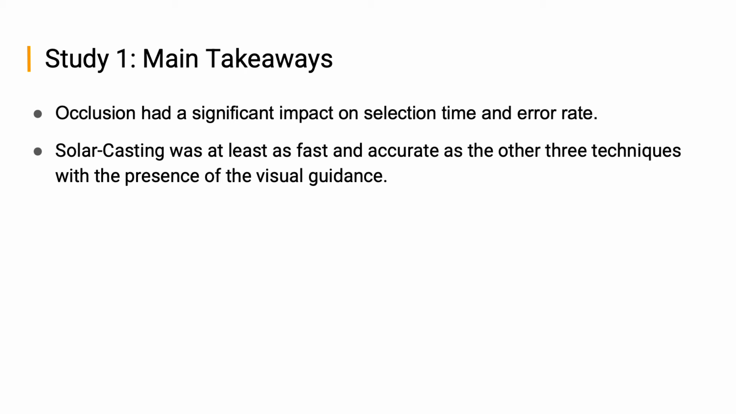So the main takeaways from study 1. Occlusion had a significant impact on selection time and error rate. All four techniques performed more slowly in high occlusion environments. Although users were informed of the target location by the target indicator, it still took longer for them to reveal the occluded target for subsequent selection. We also found that solar casting was at least as fast and accurate as the other three techniques with the presence of the visual guidance.